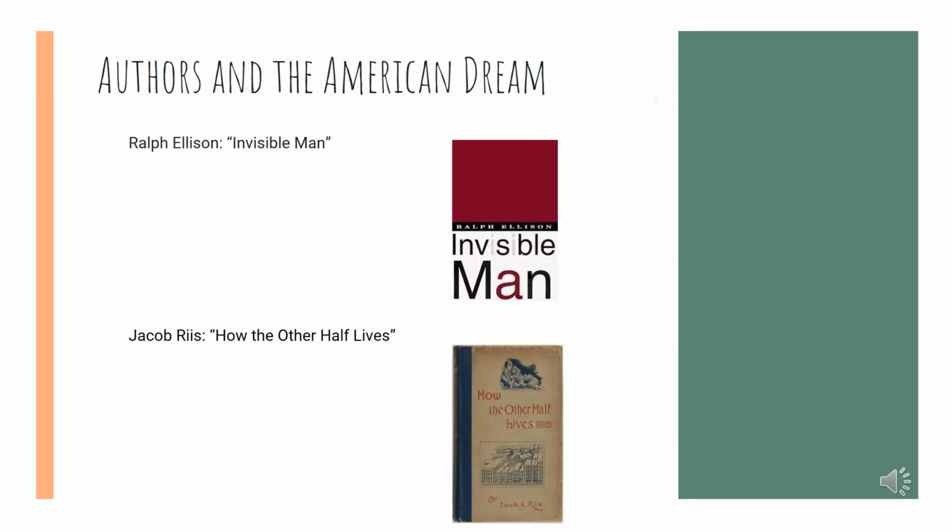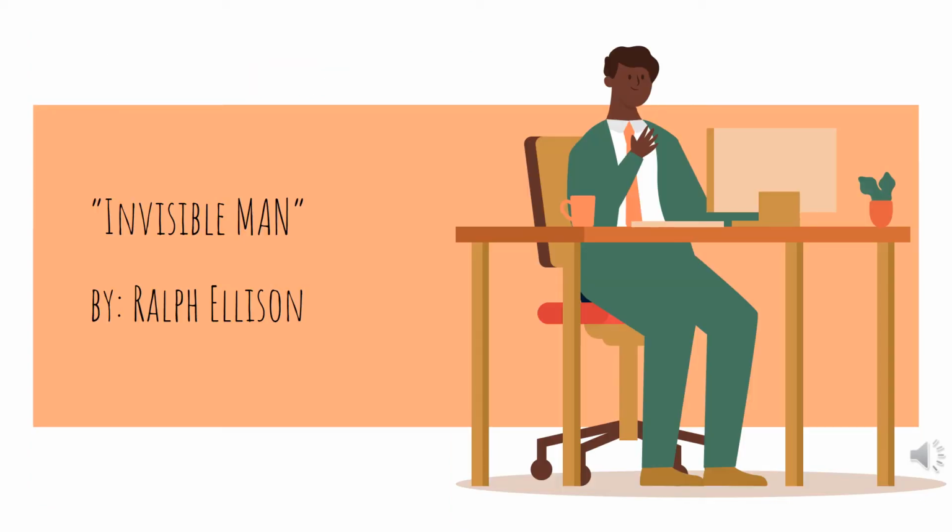The two pieces of literature that I thought were the best choices for this were Invisible Man by Ralph Ellison and How the Other Half Lives by Jacob Riis. The first story we'll be diving into is Ralph Ellison's book, Invisible Man.